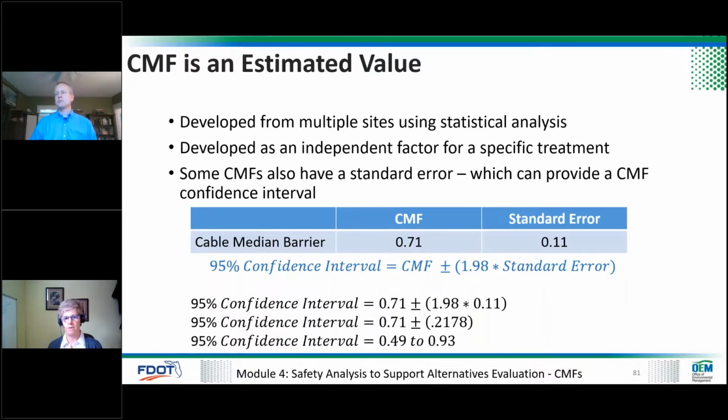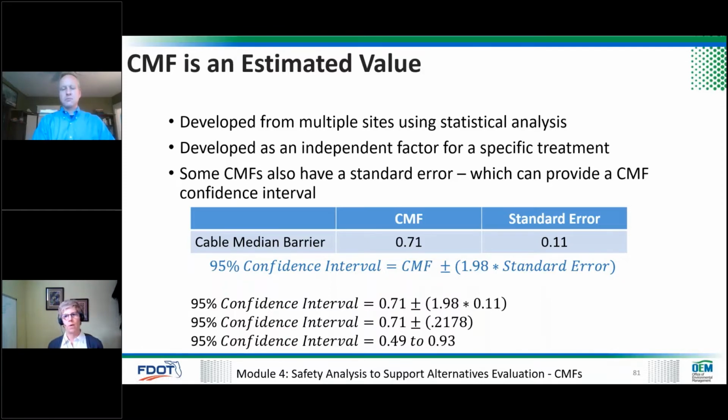And so you have to remember then that in fact, the CMF is that average value plus or minus some confidence interval. And typically we use a 95% confidence interval. So really, while this CMF for cable median barrier is 0.71, there is a standard error, and when you account for it and plan for that 95th percentile confidence interval, the CMF might range from 0.49 to 0.93. So that would have changed those results I just showed you.